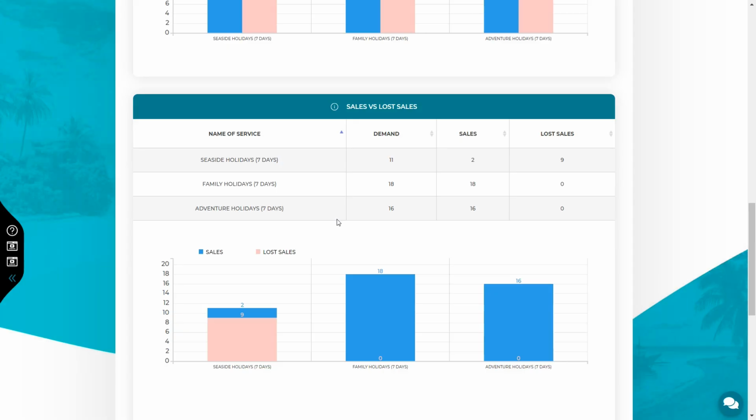In the table and in the chart, you will find the following details. Demand, that is how many customers wanted an individual service. Sales, that is how many customers you managed to serve. And the lost sales, that is how many customers you failed to serve. If you have lost sales, it is necessary to check why. Lost sales happen in a situation where more customers came to us than we expected. In this case, you should consider changing the demand forecast in the next month.